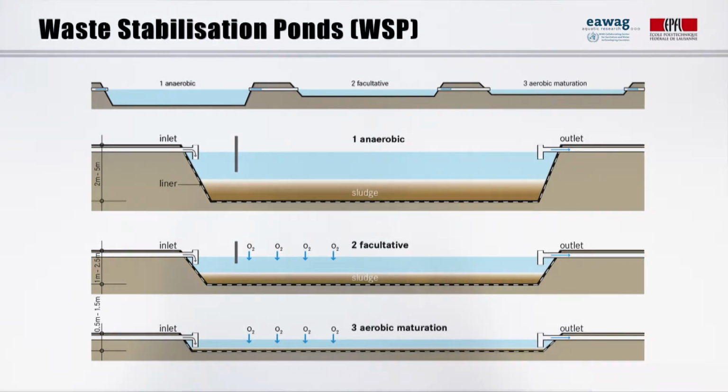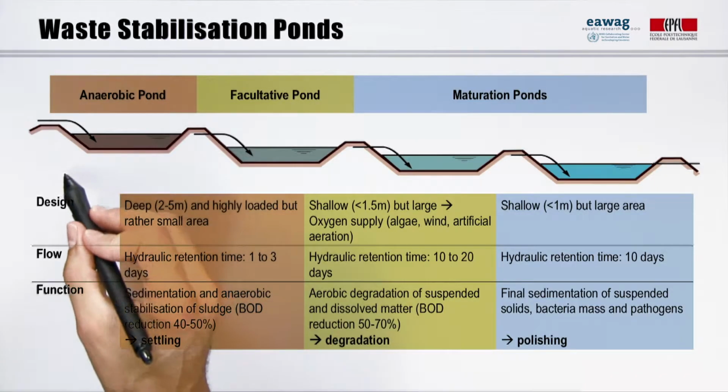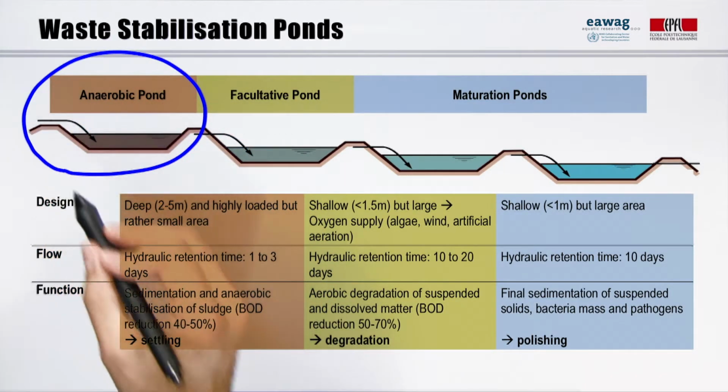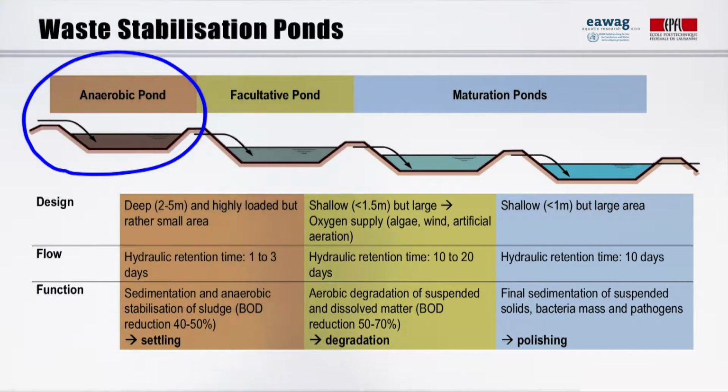Let's look in more detail at the differences between the three types of ponds. The anaerobic pond is the deepest, with a depth of 2 to 5 meters, and also the smallest. It is highly loaded because it receives the raw wastewater. The anaerobic pond has a hydraulic retention time from 1 to 3 days, and its main function is sedimentation and anaerobic stabilization of sludge, thus settling.